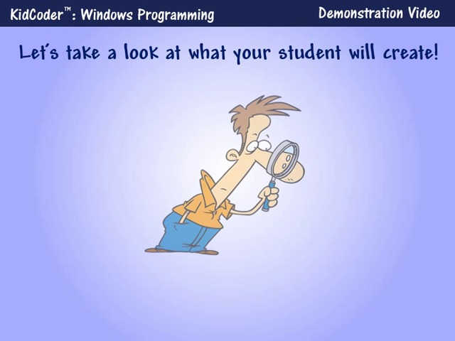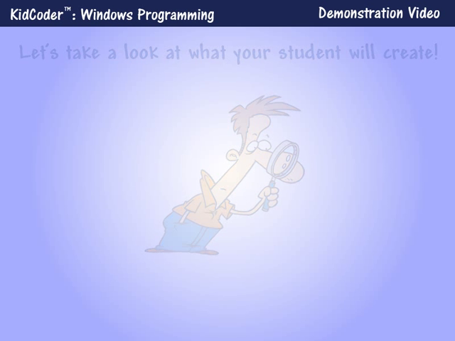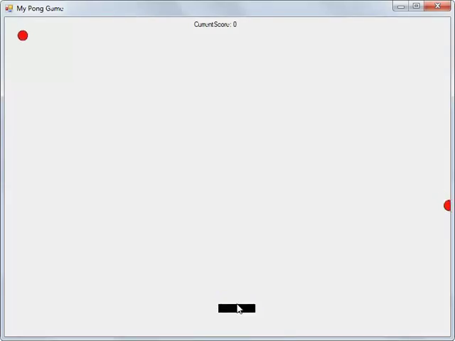Now let's take a look at the last hands-on course activity. In this activity, your student will actually complete a simple game. This is the My Pong game, which is based on the old Pong arcade game of the 1970s and the 1980s. We use this game as a final project because it allows us to wrap up many of the programming concepts taught in the course into a single fun program.